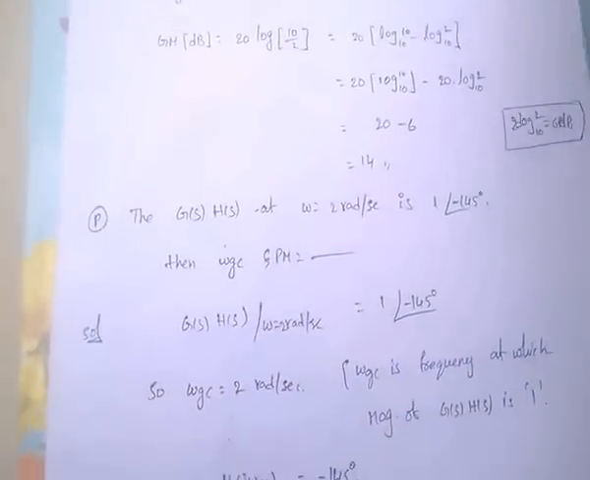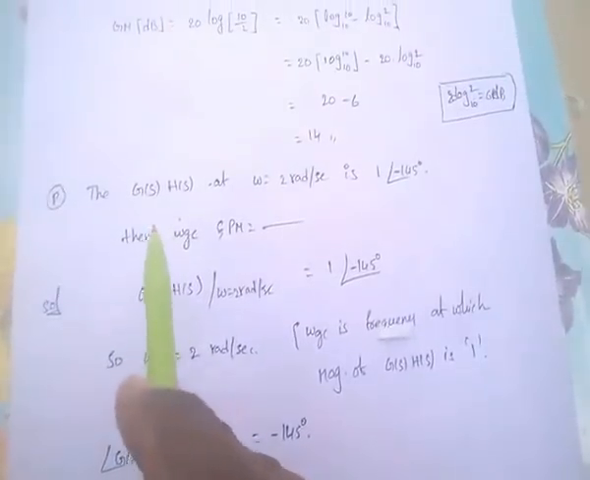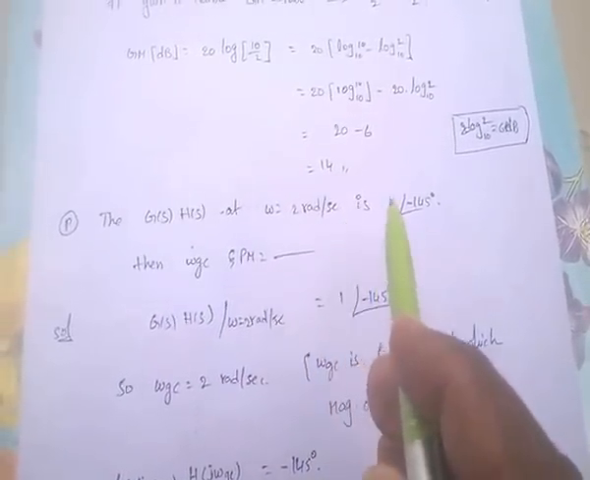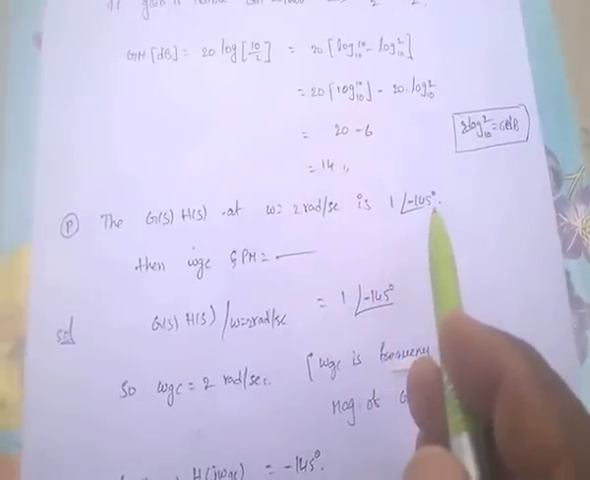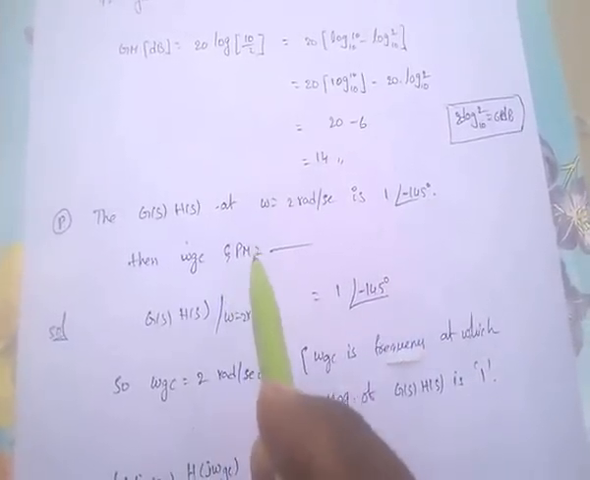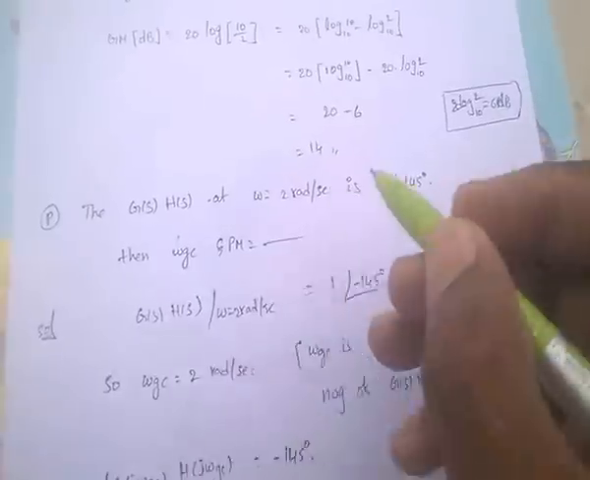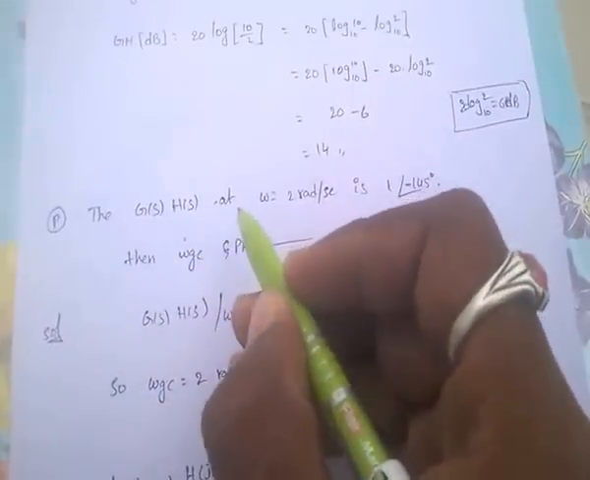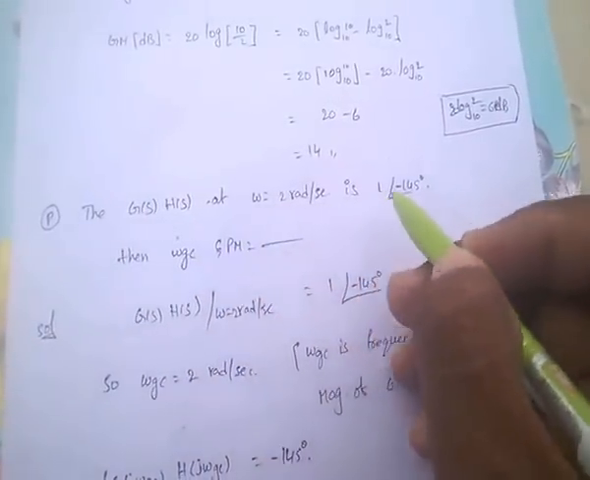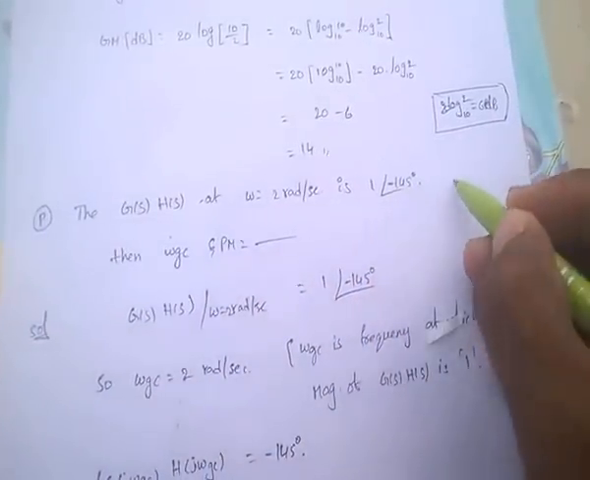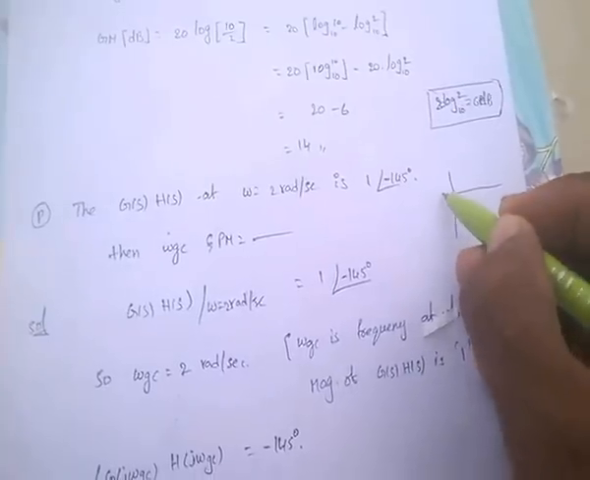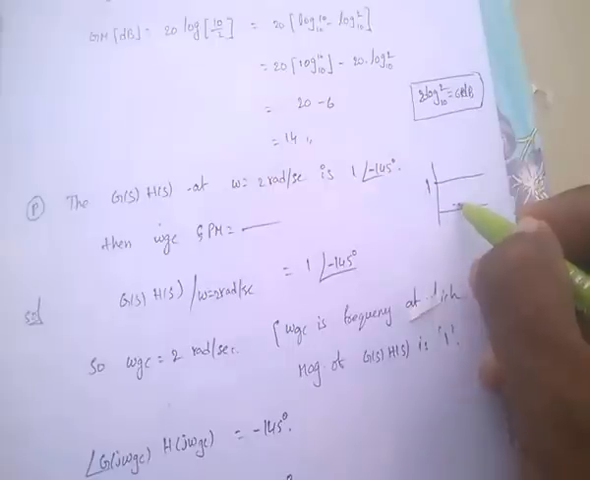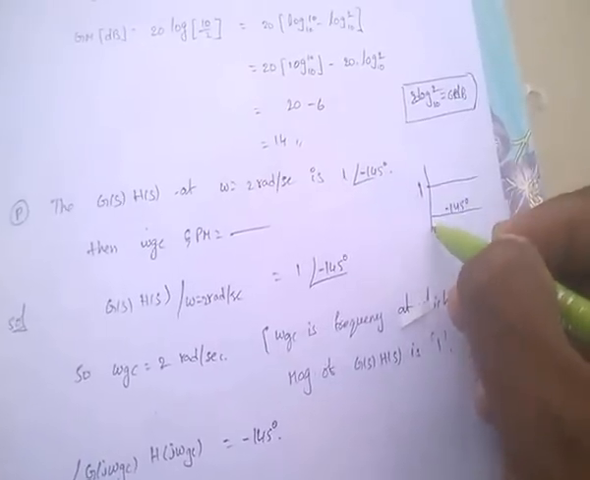Next problem. The G(s) H(s) at omega equal to 2 radian per second is 1 at an angle minus 145 degrees. Then omega GC and phase margin equal dash. Here it is given that at omega equal to 2 radian per second, G(s) H(s) is 1 at an angle minus 145 degrees. That is, the magnitude is 1 and the angle is minus 145 degrees.